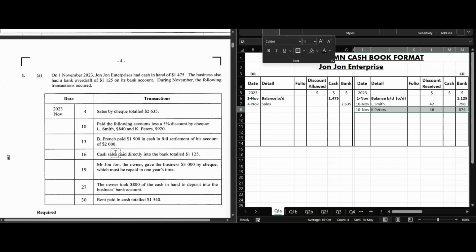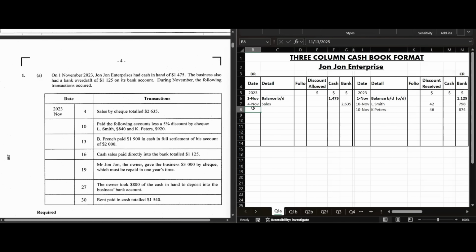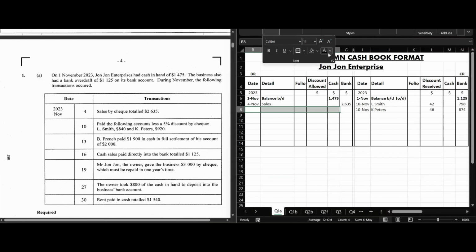On November 13th, B. French paid $1,900 in cash in full settlement of his account of $2,000. Well, this is money being received by us. We're going to debit our cash account. The amount would have been $1,900. Discount allowed should have been $100.